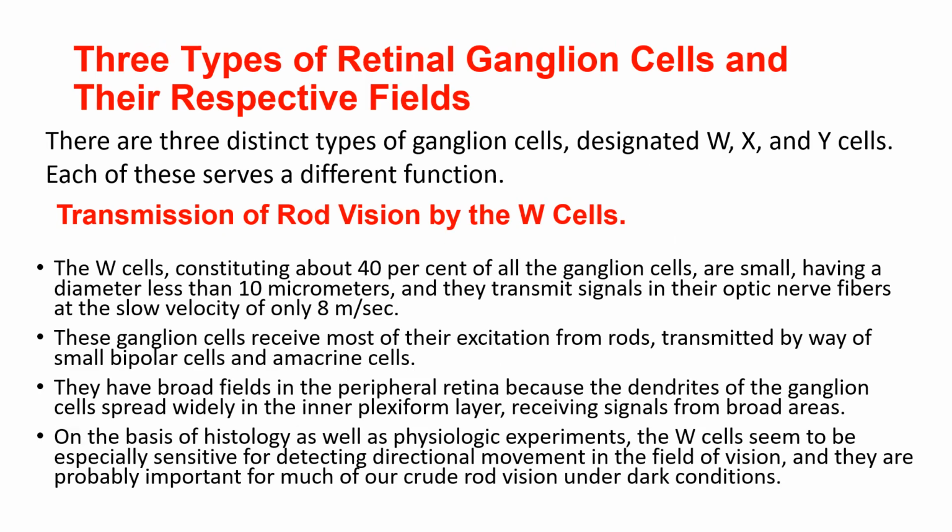Three types of retinal ganglion cells and their respective fields. There are three distinct types of ganglion cells, designated W, X, and Y cells. Each of these serves a different function.